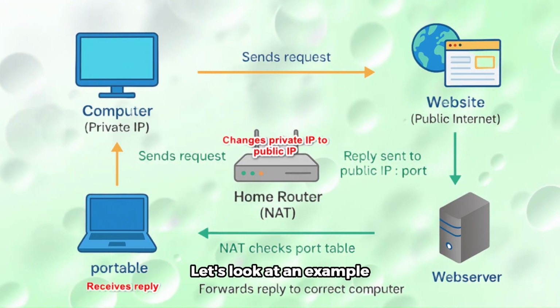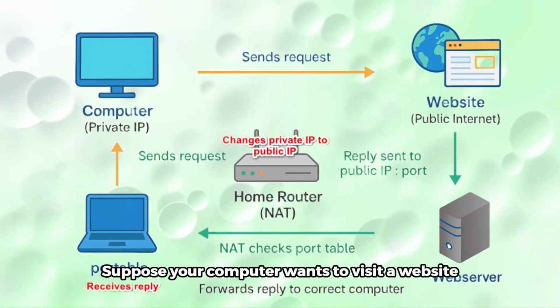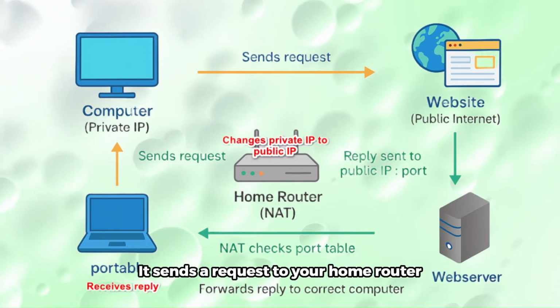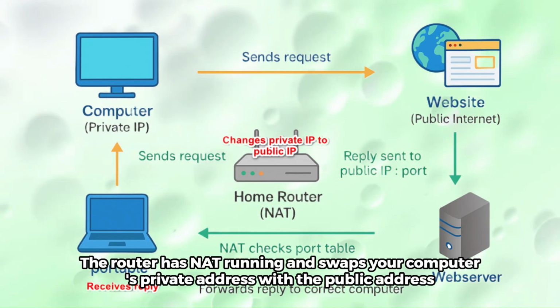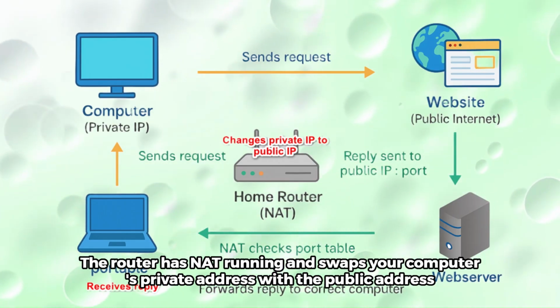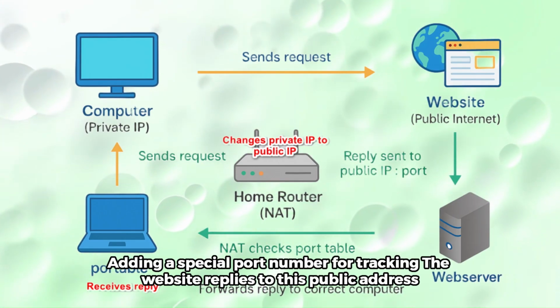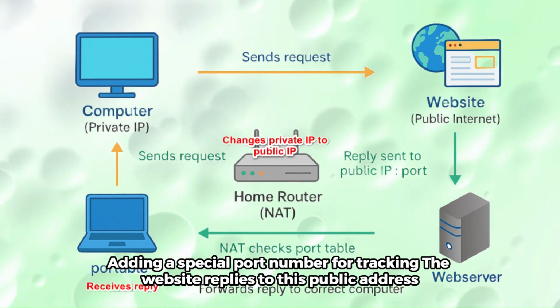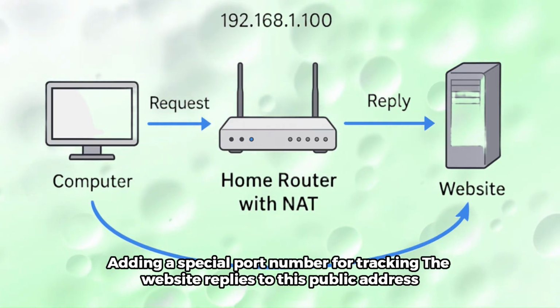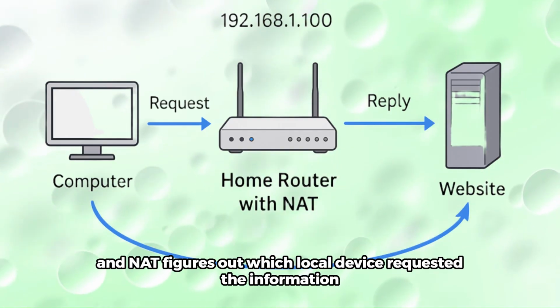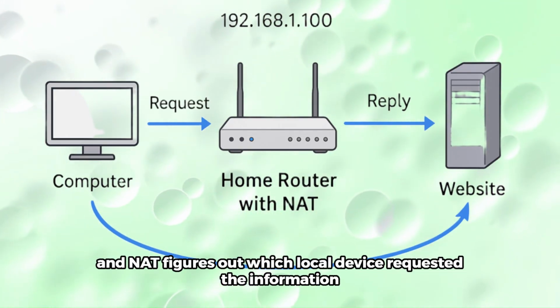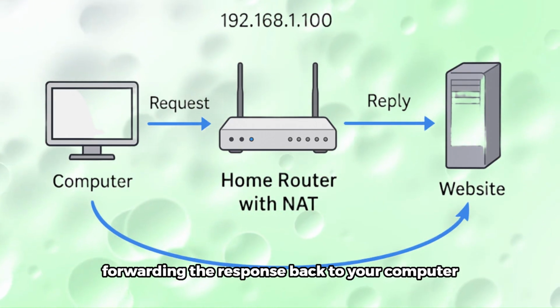Let's look at an example. Suppose your computer wants to visit a website. It sends a request to your home router. The router has NAT running and swaps your computer's private address with the public address, adding a special port number for tracking. The website replies to this public address, and NAT figures out which local device requested the information, forwarding the response back to your computer.